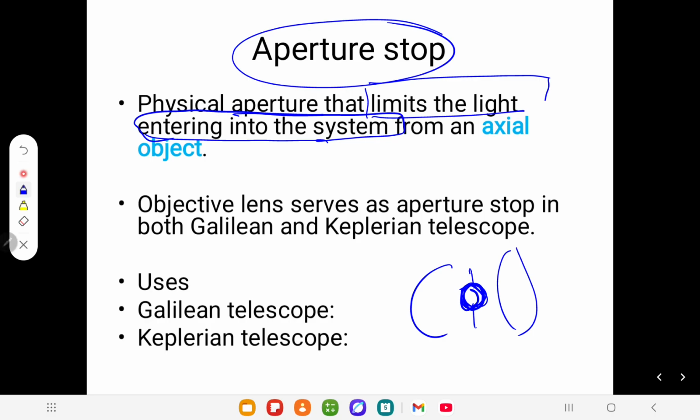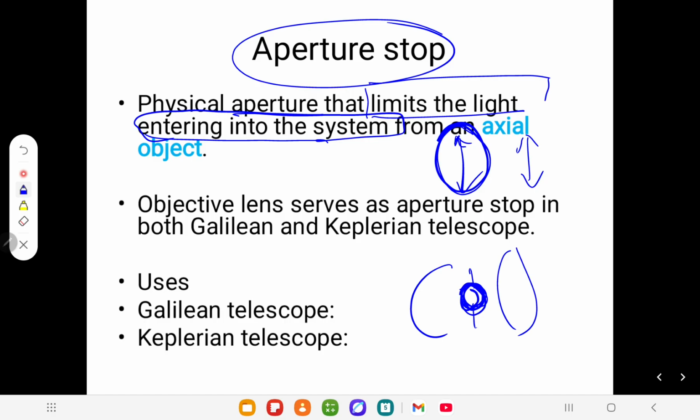So this stops the light, but in the case of a telescope, we don't have anything like that, isn't it? We have only, see, this is the objective lens, and this is the eyepiece. So the objective lens itself acts as the aperture stop for both the Galilean and Kepler telescope.